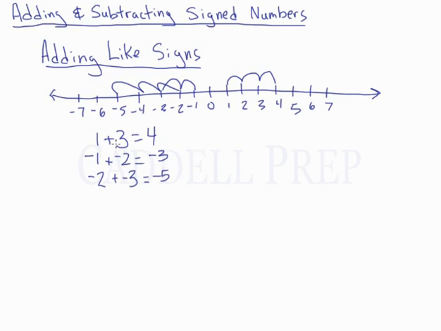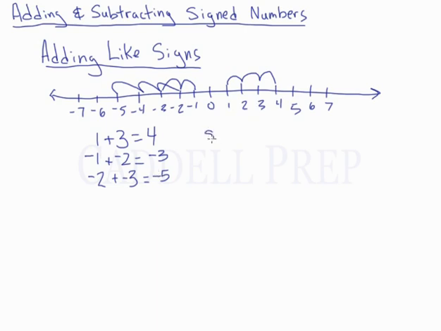So what we see here is that 1 plus 3 is 4. Negative 1 plus negative 2 is negative 3. Negative 2 plus negative 3 is negative 5. Let's make sense of this. We all know 1 plus 3 is 4. And 1 plus 2 is 3. So if the signs are the same, you just add these two numbers together. 1 plus 2, 3. They're both negative. So negative 1 plus negative 2 would be negative 3. 2 plus 3 is 5. So negative 2 plus negative 3 is negative 5.